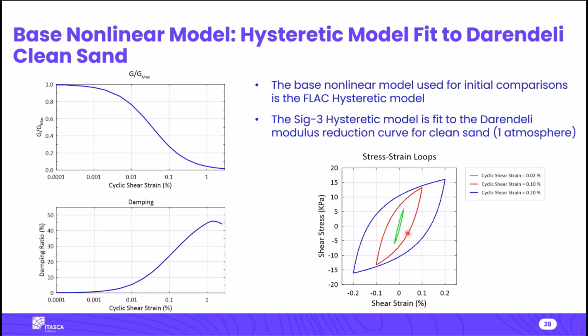And then you can see we've shown stress strain loops here for different cyclic strains. With increasing cyclic strain, the secant modulus reduces, and you get more damping, a bigger area of the loop. So that's just the behavior of the sigmoidal 3 hysteretic model in FLAC.